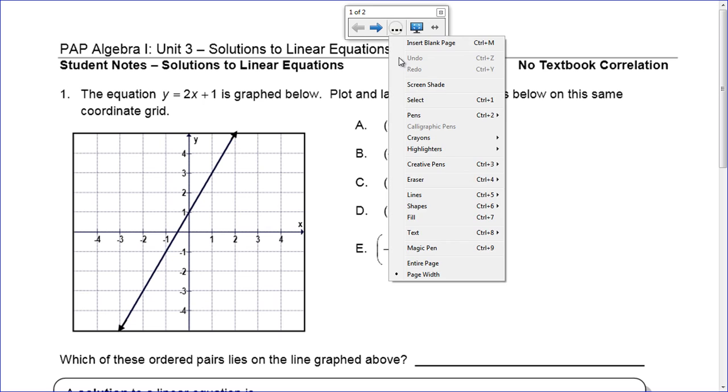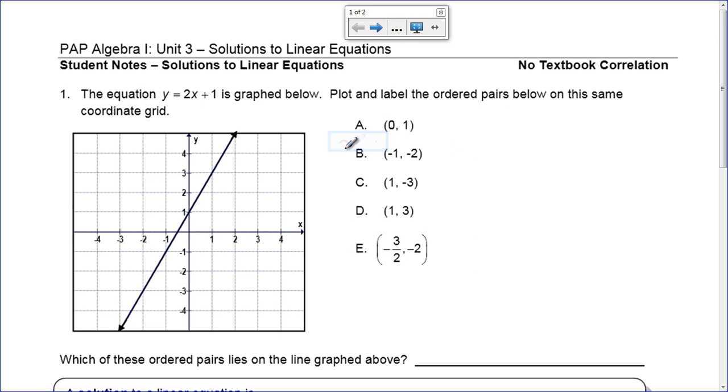So the first thing I want you to do, I'm going to have you pause the video for just a minute, and I want you to plot these 5 points, and then I want you to answer the question underneath the table.